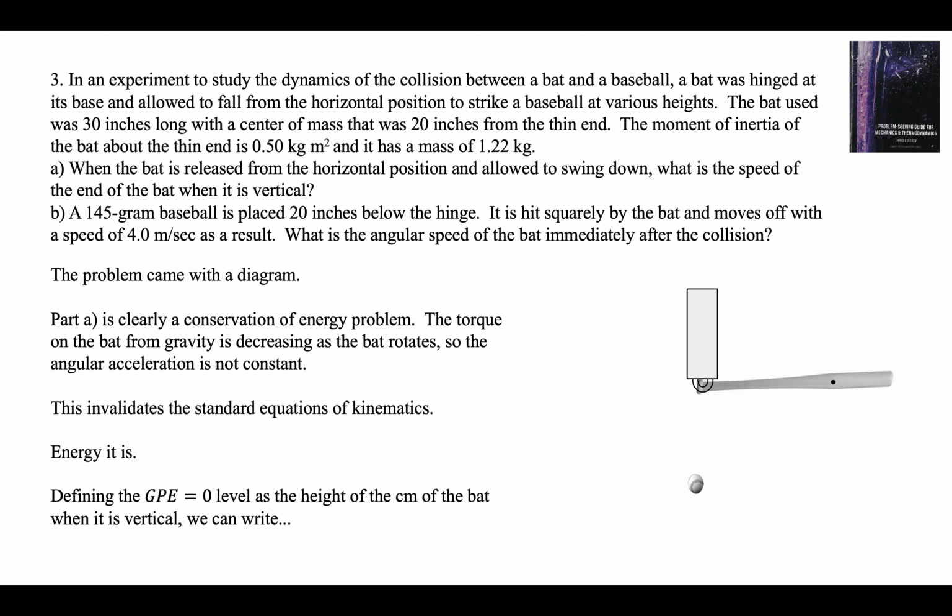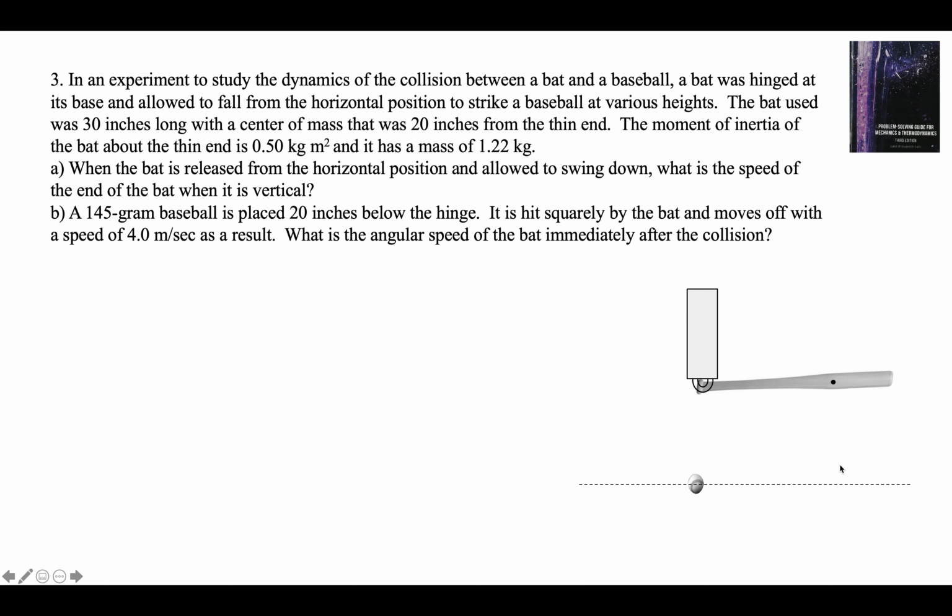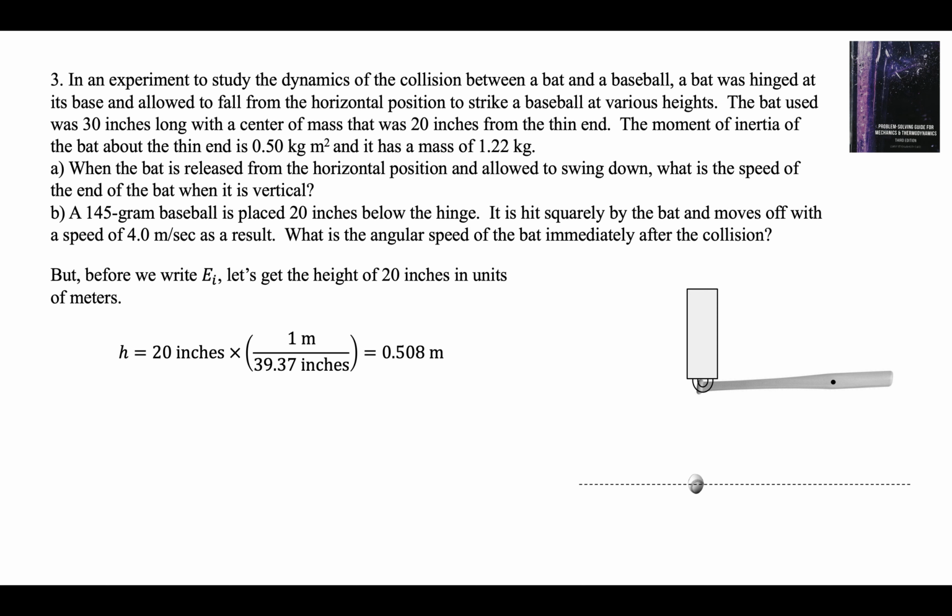So we're going to define gravitational potential energy level equals 0 at the ball, right here. And now the bat is 20 inches above that level. We got inches. Let's get meters from that. 39.37 inches in 1 meter. You didn't know that? Good for you. It's on the test. Or you raise your hand and ask me. You have to memorize any unit conversions like that. So we get about half a meter, a little bit more than half a meter.